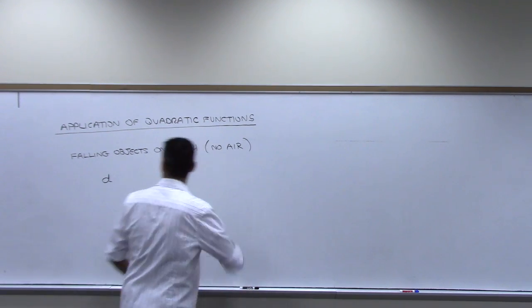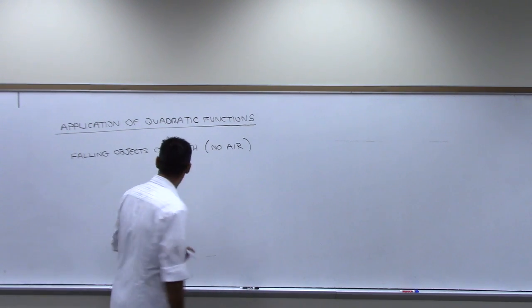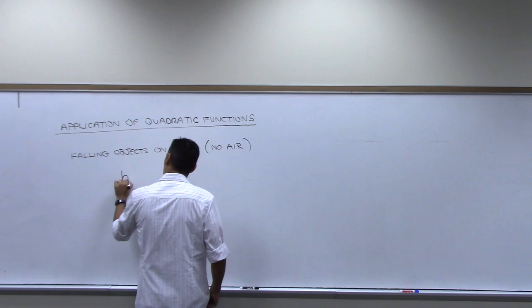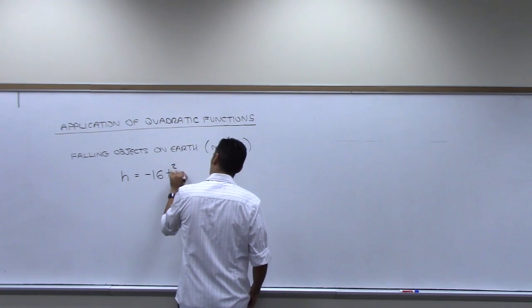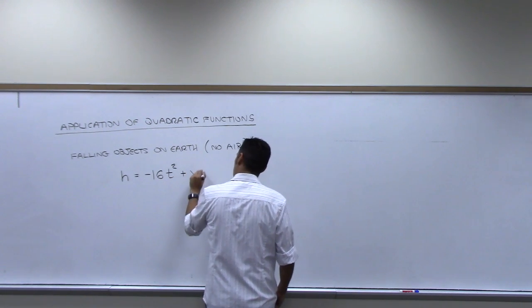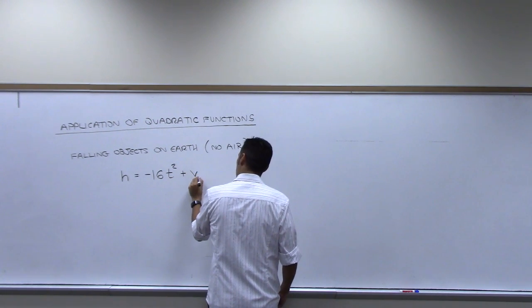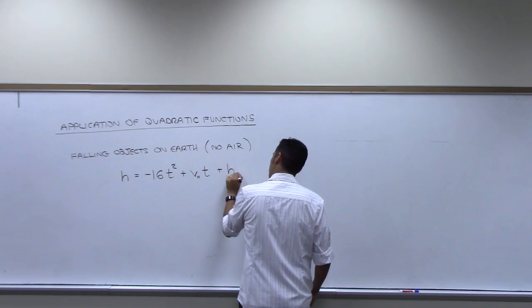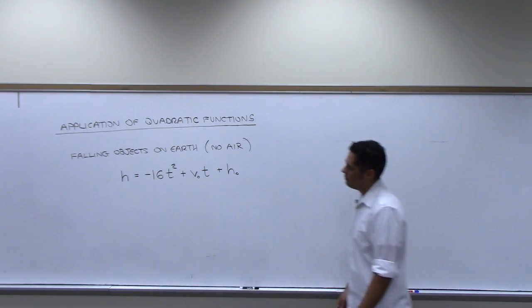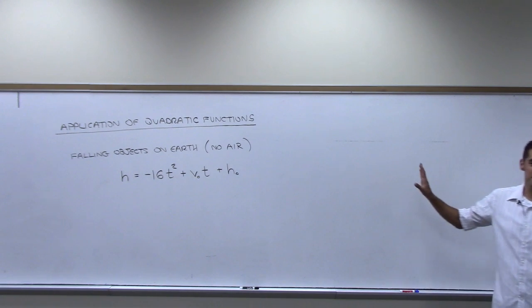I get to make this up since it's not in your packet. I can use whatever letters I want. H equals negative 16 t squared plus v sub 0 t plus h sub 0. And I'll explain what all these things mean. Just write that down.